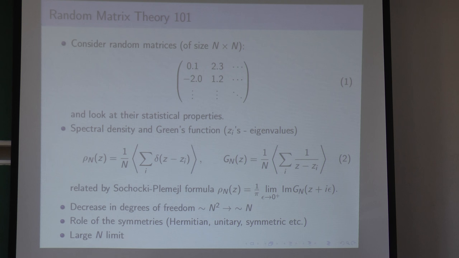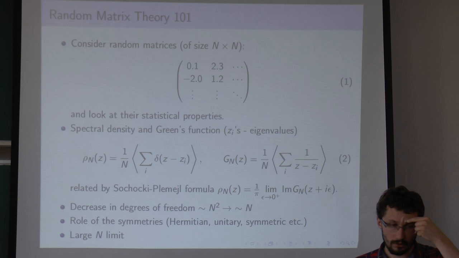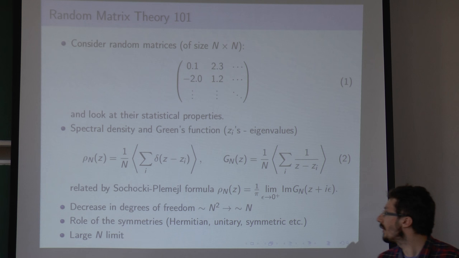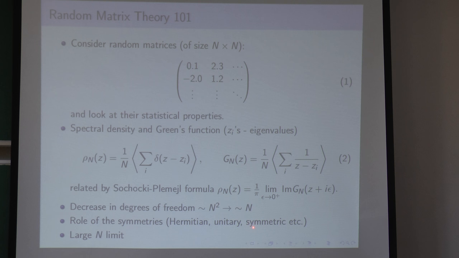So this is the first part which we will need. The second part, which is important in random matrices, is that we have a certain decrease in degrees of freedom. We're looking at matrices which have typically N squared degrees of freedom, and we say that only the important stuff is contained within the N eigenvalues of the matrix. So in that sense, it was easily implemented in the early days, for example.